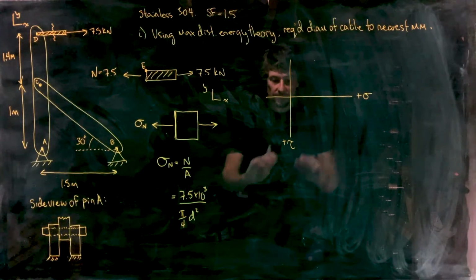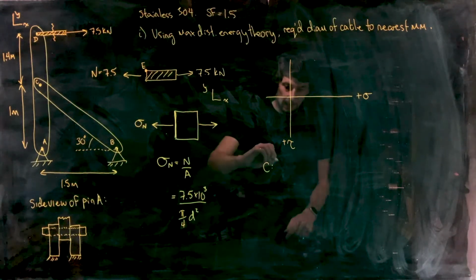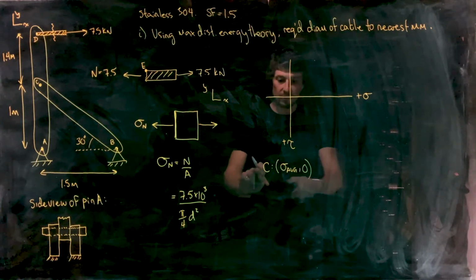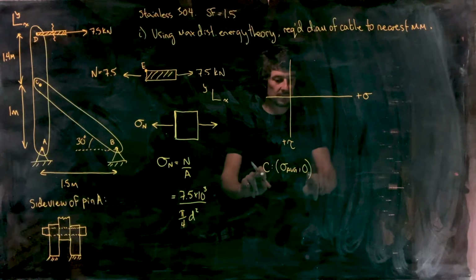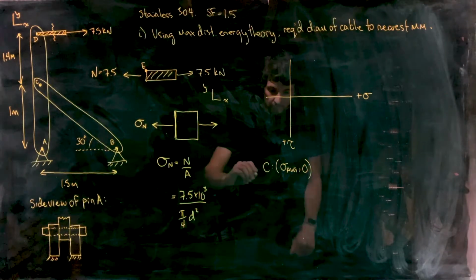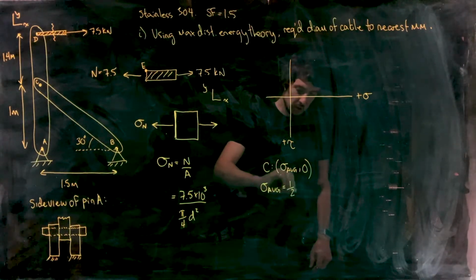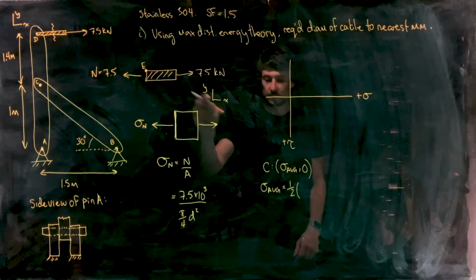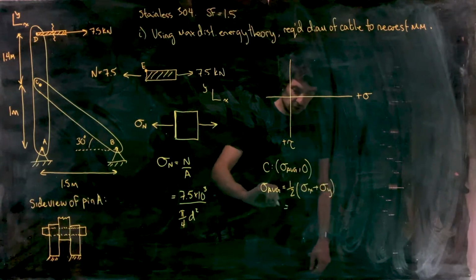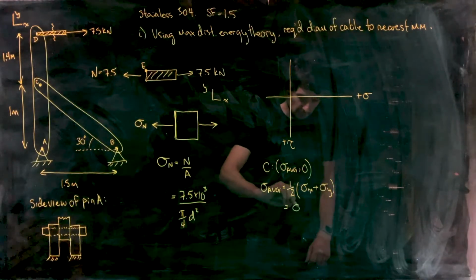So we need two things to plot the circle. We need to know where the center of the circle, C, is, and that's given by what? The average normal stress, comma, 0. Those are the coordinates that point C occurs at, because C is always on the horizontal axis. So we've got 0 there. So in this case, we've got the average normal stress is 1/2 of what? Sigma x plus sigma y, right? Which is simply, in this case, sigma n divided by 2.